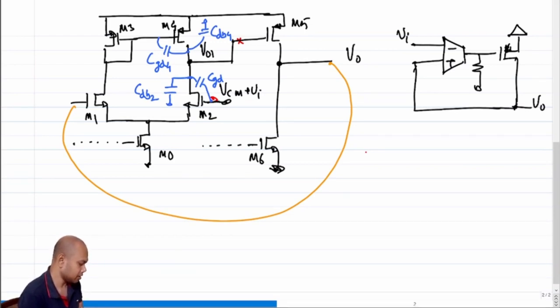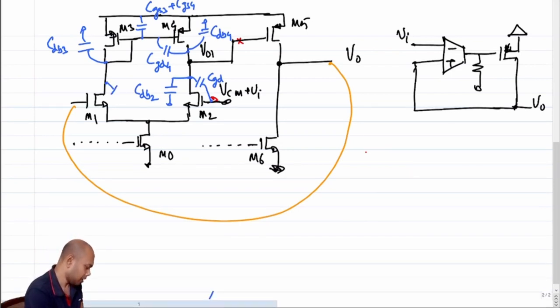What about the parasitic capacitance due to M3, right? So there will be a capacitance here, there will be a capacitance between CdB3, then there will be CgS3, right? Because this node will have capacitance of CgS3 plus CgS4, because both M3 and M4 are in parallel, their capacitances add up. What else? You have a capacitance here to ground, that is CdB1. Then you have capacitance CGD1, right?